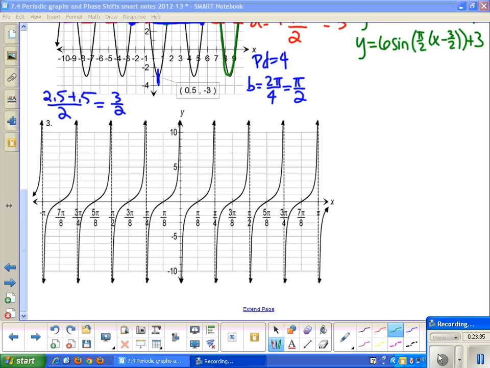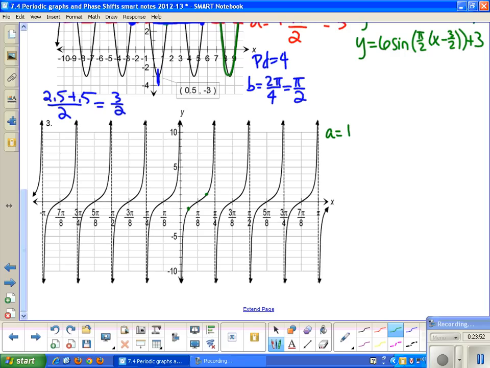So for this graph, if I look at it, the amplitude, remember for tangent, we don't have one. So then usually just look at the values in between here and here to see where it's at. So notice that value here is at 1 and this one's at -1, which tells me I don't have a vertical shift. So my a value for tangent is going to be 1.